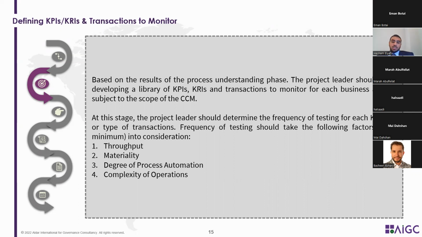To determine the frequency of the test, we need to take into consideration the throughput: the number of transactions being processed, the value and materiality of the transactions, and the degree of automation currently in place. If, let's say, every transaction is processed on the system and the system is built with certain parameters, then maybe the frequency of the test can be less than for a manual process or a process that involves dealing with external parties. The complexity of operation should also be taken into account as one of the factors. Other factors might be considered. It's optional, but this is a sample of the considerations that can take place.